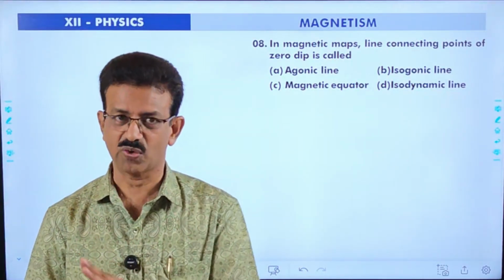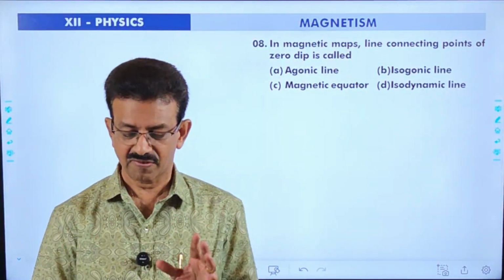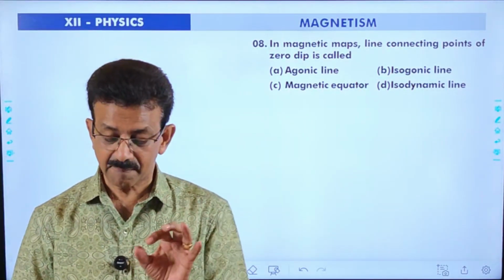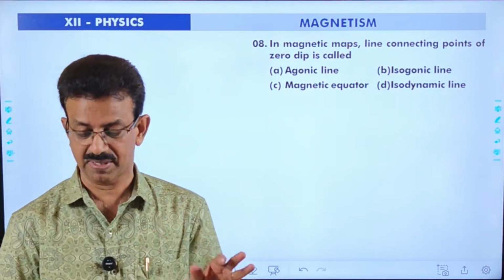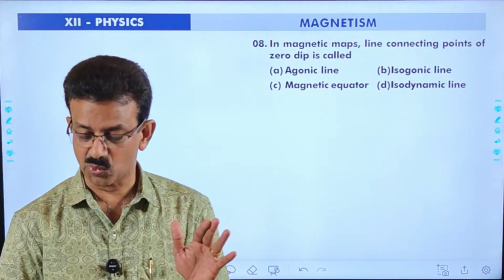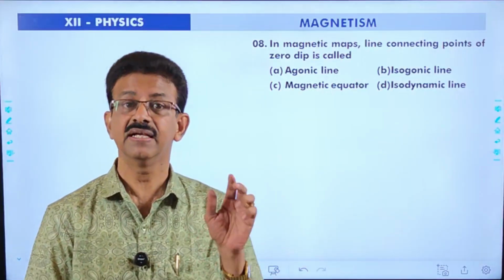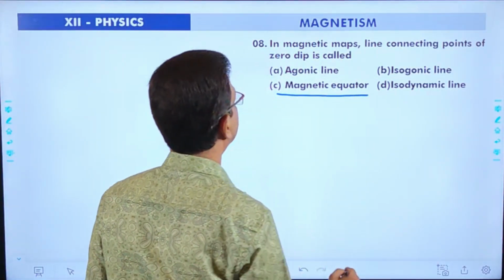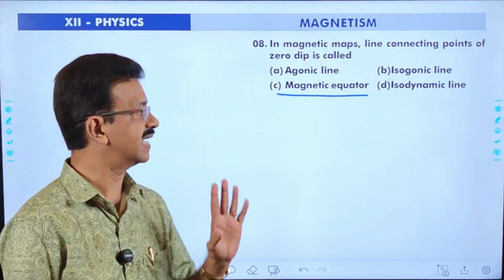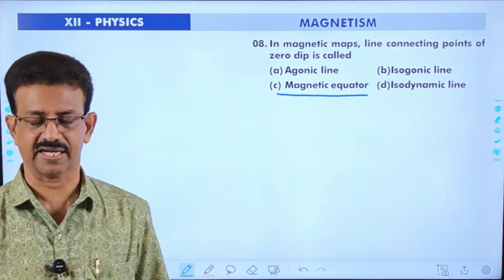Now let's go through the choices one after the other. The first choice: the question is, in magnetic maps, the line connecting points of zero dip. The answer is the magnetic equator or aclinic line. C is the correct answer: magnetic equator or aclinic line.